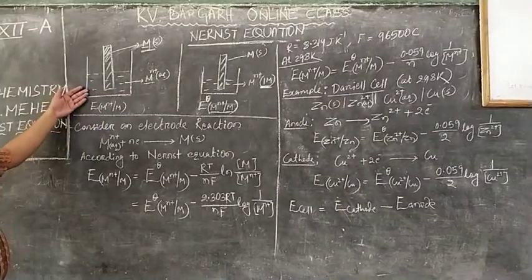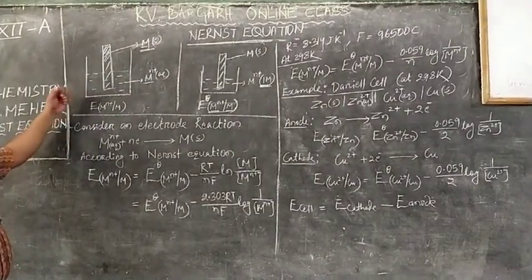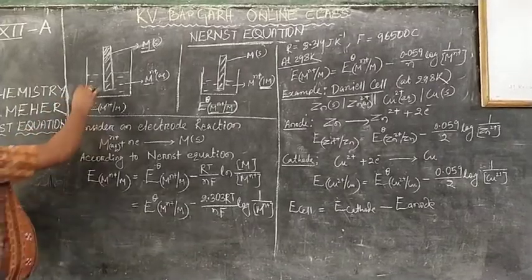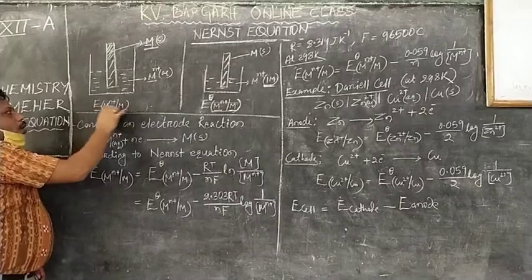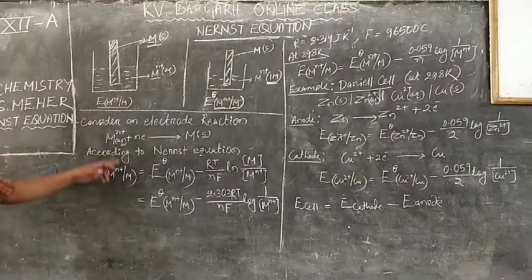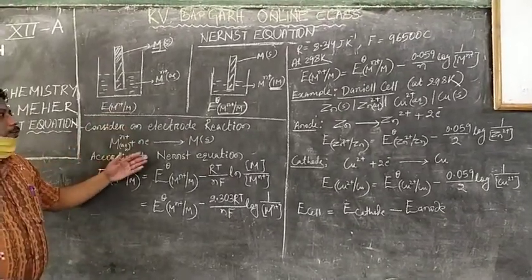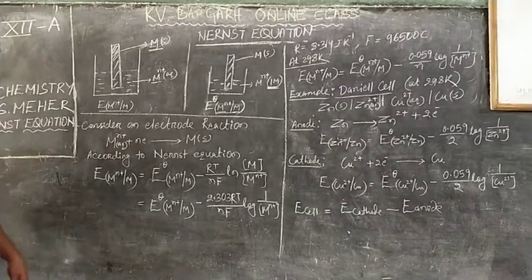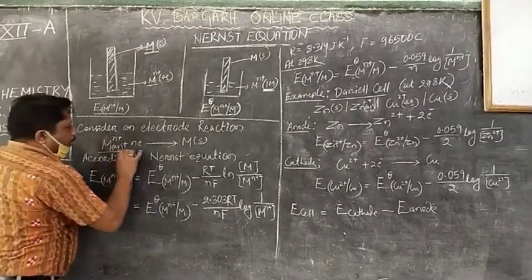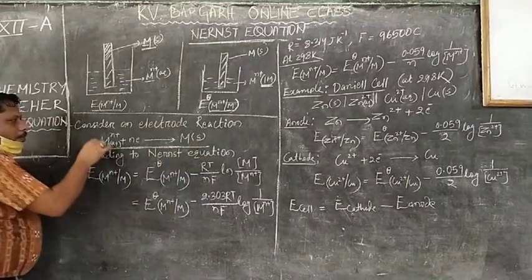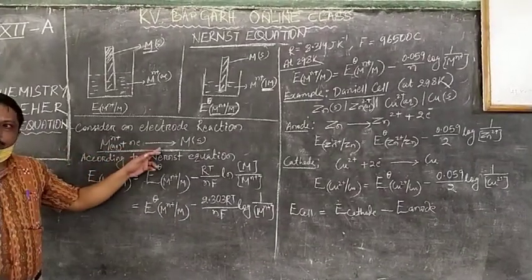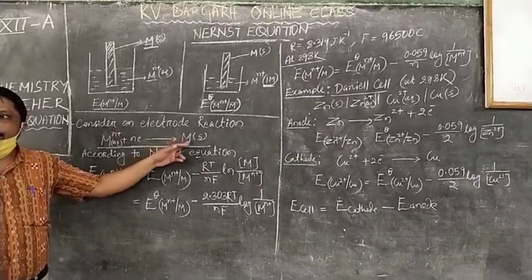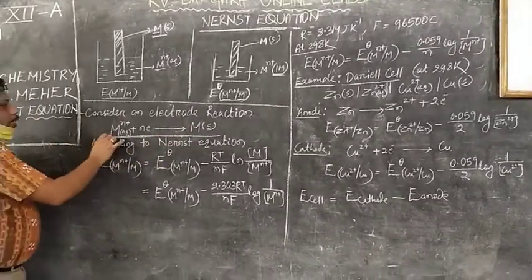Now the Nernst equation gives a relationship between the electrode potential and the concentration of the solution. For this concentration of the solution, what will be the value of the electrode potential? That relationship is expressed in the form of the Nernst equation. So for that, consider a general reduction reaction. Because we are taking the electrode potential, which is the reduction potential, the equation should be written in reduction form. So this is a reduction reaction.